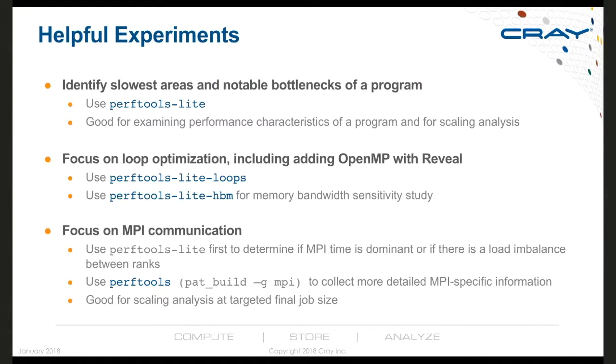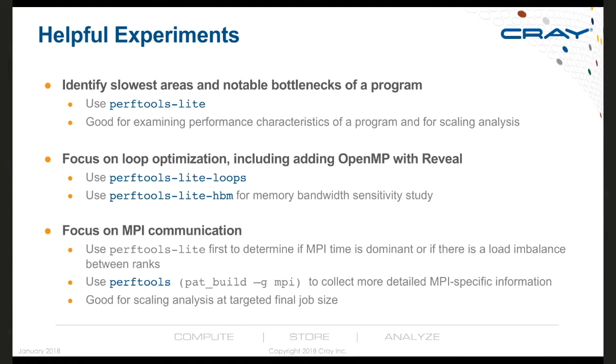So let's say now you know where your slowest areas are, you've tackled those, you've tackled your communication, that's not dominant anymore, and now you want to focus on loop optimization. So an interesting thing to do there is your light loops experiment and your light HBM experiment. Now for KNL, both of these are very useful because a lot of times you may want to add OpenMP to smooth out the edges within the node. You may also want to look at your memory bandwidth sensitivity if you want to look at using cache mode versus flat mode. So these two experiments, the light loops, what that's going to do is sort your loops in your application from the loops that have the most amount of work to the loops that have the least.